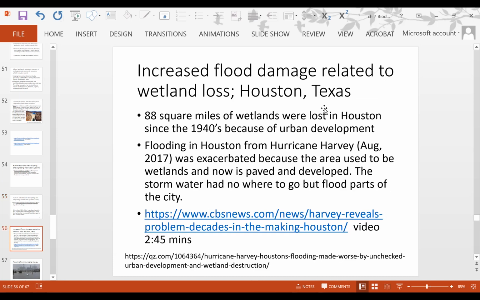For example, Houston, Texas. 88 square miles of wetlands were lost in Houston since the 1940s because of urban development. And then in 2017, Hurricane Harvey happened, and there was a significant amount of flooding in Houston. And it was exacerbated because the area used to be wetlands, and now it is paved and a whole developed urban area. So the stormwater had nowhere to go but flood parts of the city because that was the natural flood zone.